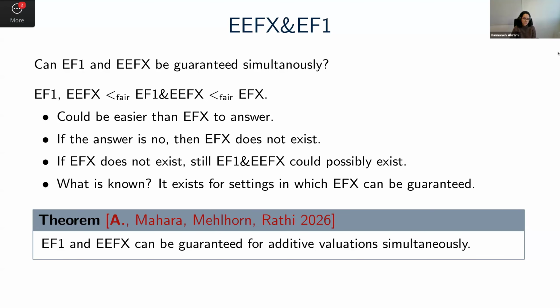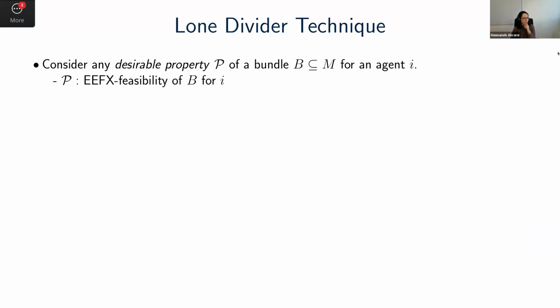Okay, so I will not get into the details of the proof. I will more give a roadmap of the proof and actually talk about the building block of how we get this result. So the building block, or the technique that we use, which has been used previously several times in the literature, called the lone divider technique, is as follows.